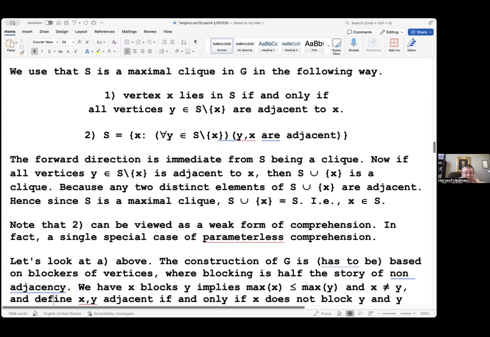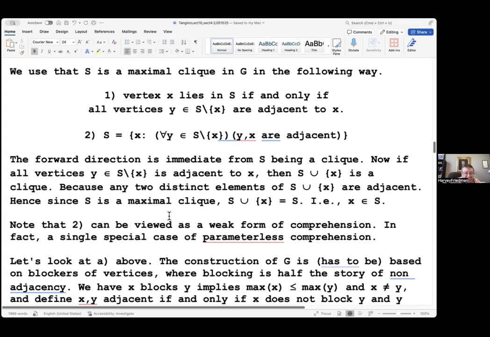I just talk about why this is true. This is just a triviality, an important triviality. Note that 2 can be viewed as a weak form of comprehension. In fact, it's a single special case of parameterless comprehension, right? By the way, this eventually becomes high-powered comprehension in large cardinals, you see. But there it starts. There's the comprehension. It just starts right here, you see.